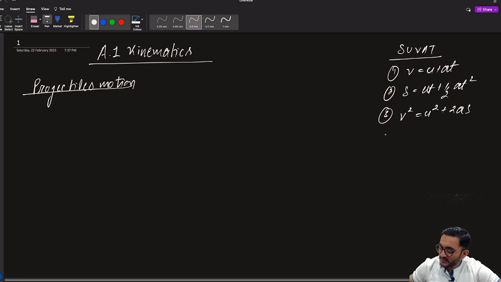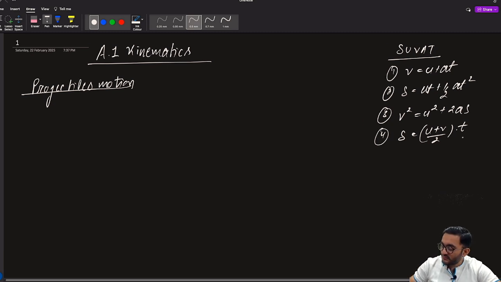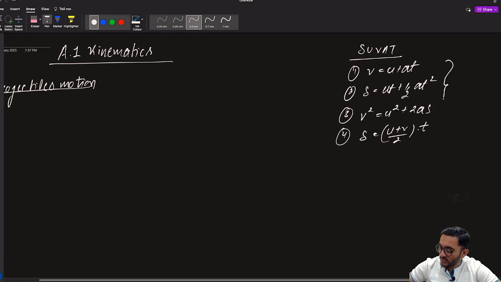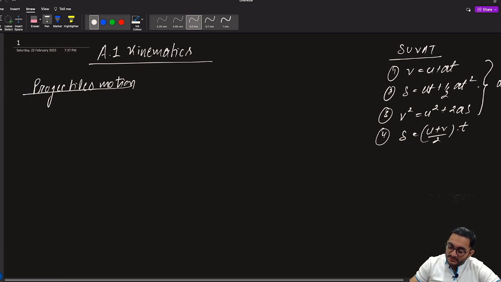Sometimes people add a fourth one also, which is basically a distance formula where you use average velocity times time, and they say these are the 4 SUVAT equations. But the main SUVAT equations are the first three which I've written, because if you notice, in all three we have something common: they all have acceleration present in them. Now, every single projectile motion can be solved with the help of a SUVAT equation. That is something we are going to see when we go deep into the discussion on projectile motion.